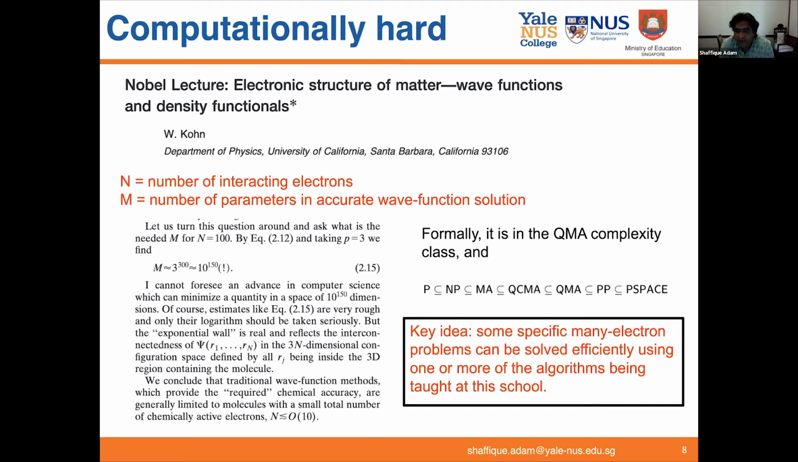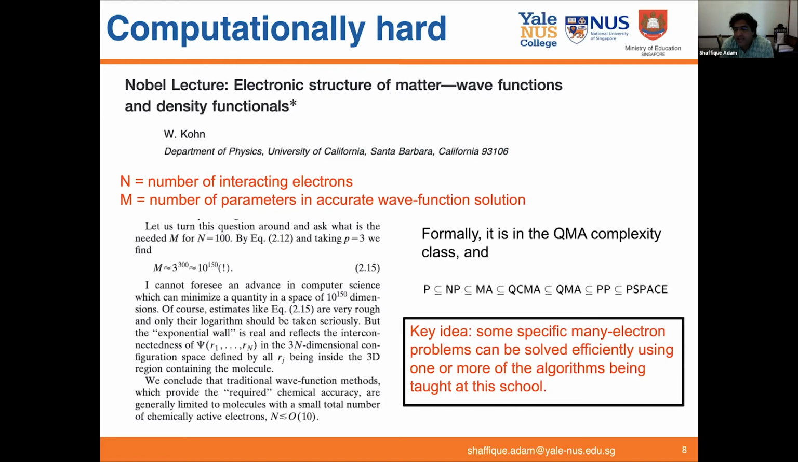And so, again, the key idea, and then in a modern context, we talk about this in terms of complexity classes. You can see the quantum class is actually more complex than either P or NP, and so the issue is that it's a computationally hard problem.